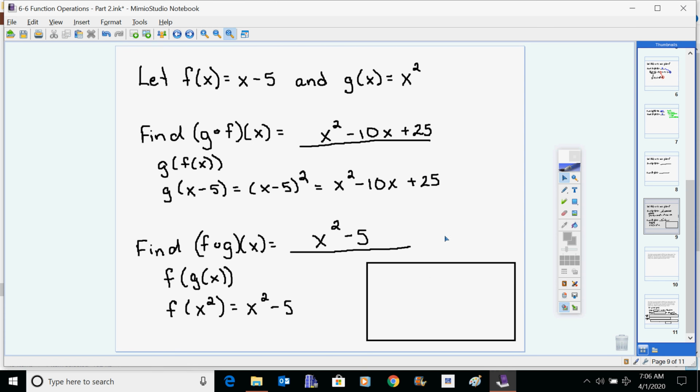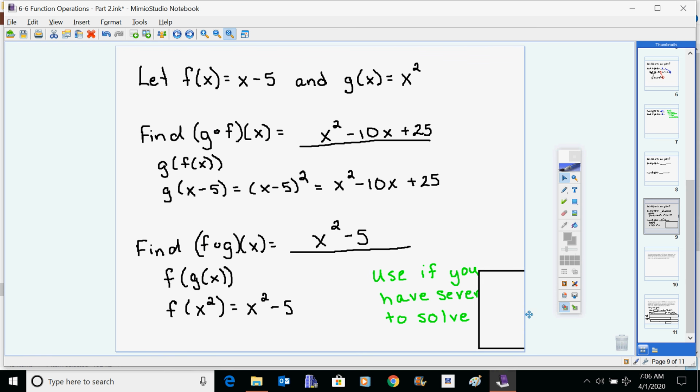When you're given an individual number, you're just getting one of the values of the composite function. When you are doing this process, you're actually writing the composite function. Okay, I'll say that again. When you plug in the number, you're getting a value for the composite function for just that one number. When you actually do this process, you're finding the composite function. Okay, and we would use this if you have several to solve.